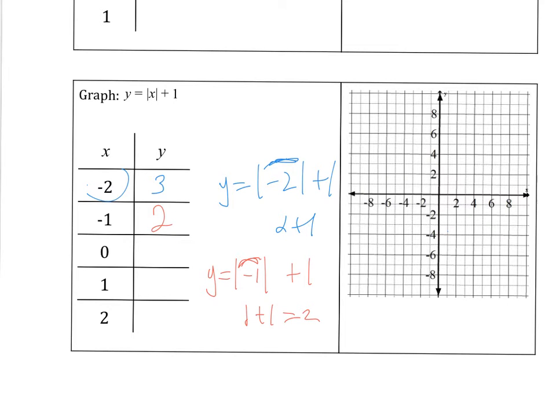As you go down the list, if you plug in 0, the absolute value of 0 is 0, plus 1 is 1. If I plug in 1, I have the absolute value of 1 plus 1. The absolute value of 1, of course, is 1, plus 1, so we get that 2 again. And if you plug in 2, +2, you should see that you get 3 again. So when we plot these points, (-2, 3) would be here, (-1, 2) would be here, (0, 1) would be here, (1, 2), (2, 3), and we get that beautiful V-shaped graph that we're talking about.